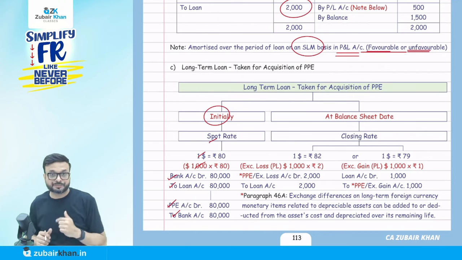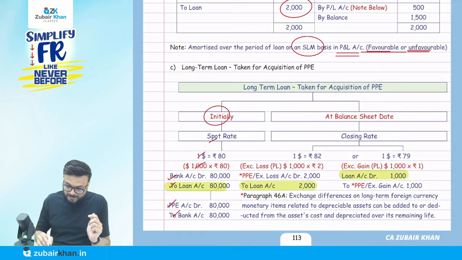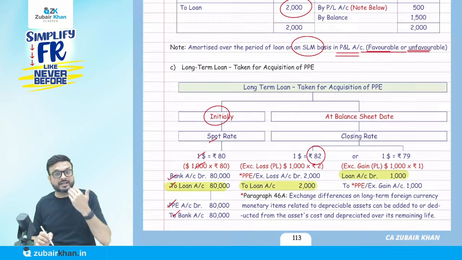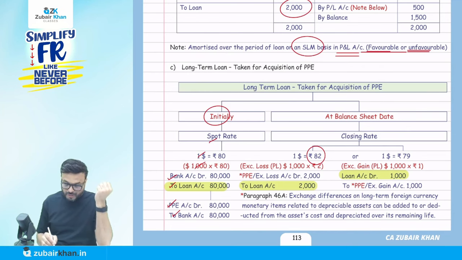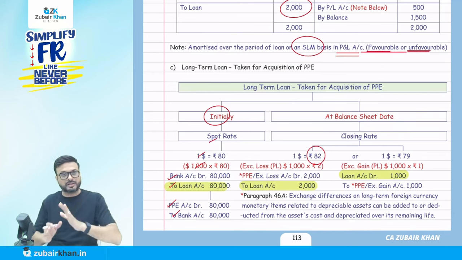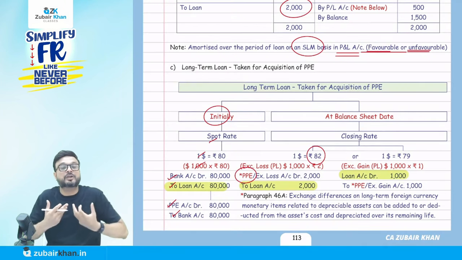Now, loan is a monetary item here. The balance sheet date comes. In case on the balance sheet date, suppose the exchange rate is not 80, it is 82. Now I'm liable to pay on that loan not 80,000 but 82,000. Correct? I have a loss here. So I have again an exchange loss, it will go to the P&L account, but they have given me the option to add it to the cost of the PPE.